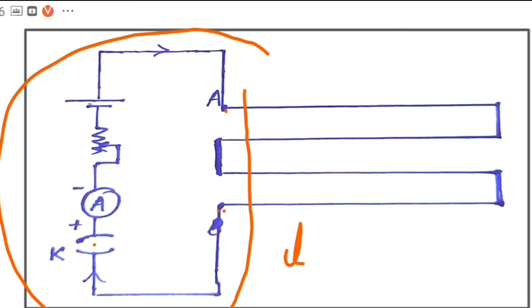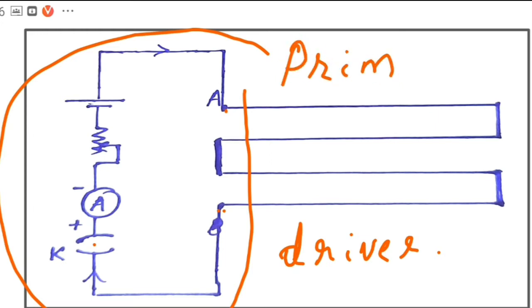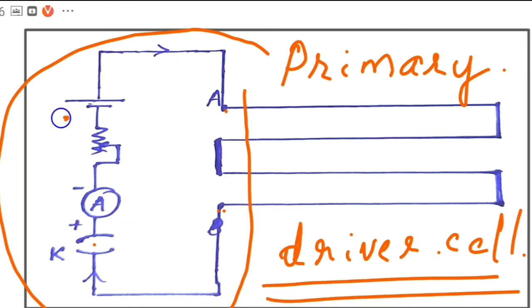And this circuit is called the driver circuit. What is it called? Driver circuit, or it is also called the primary circuit. So primary circuit or driver circuit, this is the circuit which I have marked. And the cell which is used in the primary circuit, we call it the driver cell, whose EMF, if I mark it epsilon, is epsilon. So that particular cell is called the driver cell.